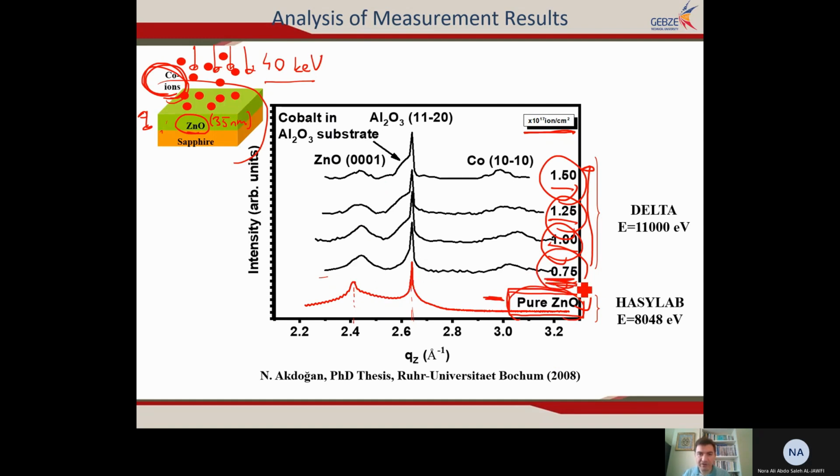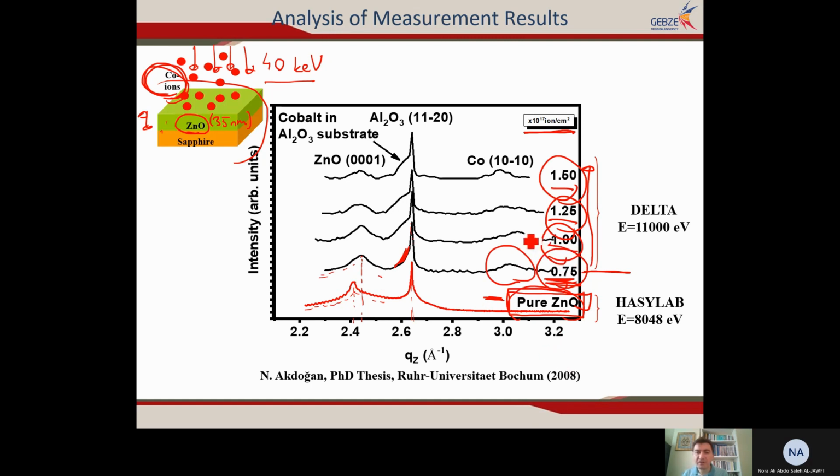If the cobalt concentration is 0.75, then I have this type of behavior. What do you see? This main sapphire peak is staying there. Then here I have a very small shoulder on the left side of the sapphire, which is not present here. And the zinc oxide peak shifts to the right side, and these nice oscillations are not present here. In addition to that, I have an additional peak here.